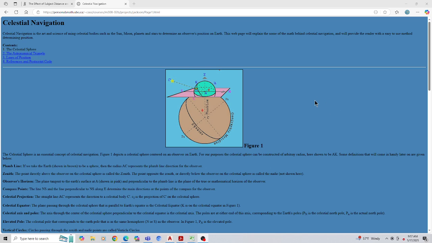But there may be others who are going to continue to focus on the fact that there is this sphere underneath this plane of reference, so celestial navigation only works on a sphere.